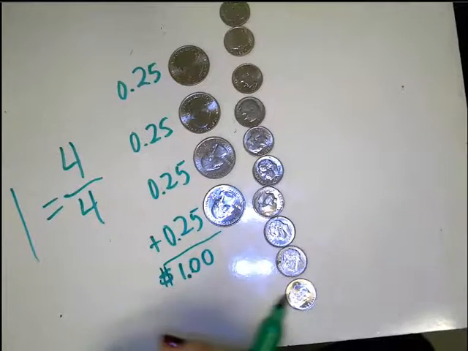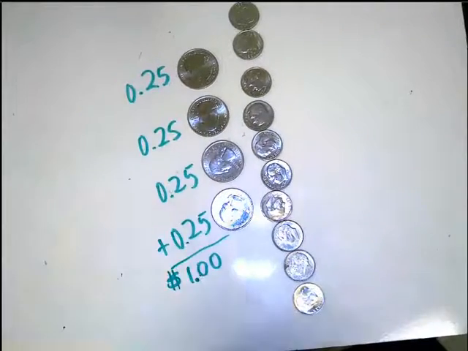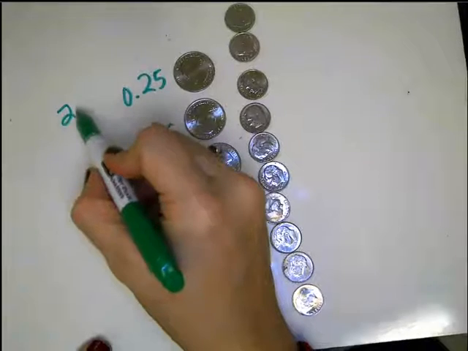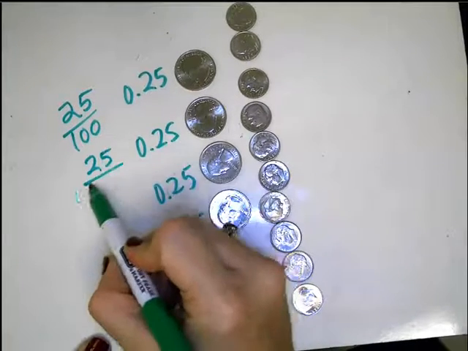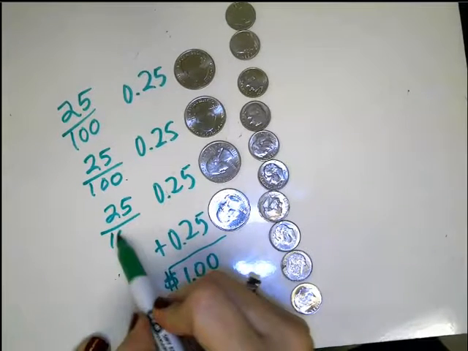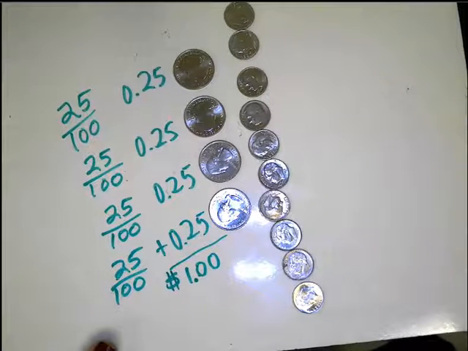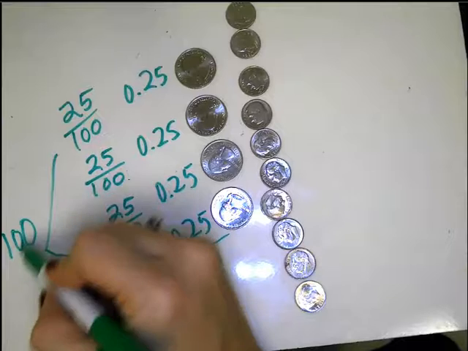Okay? Now when we're talking about quarters being 25 cents or 25 hundredths, 1 quarter is worth 25 out of 100. So if you're writing this in fraction form, it looks like this. I have 25 out of 100. Okay? So if I have 25 plus 25 plus 25 plus 25, I put all this together, I have 100 out of 100.